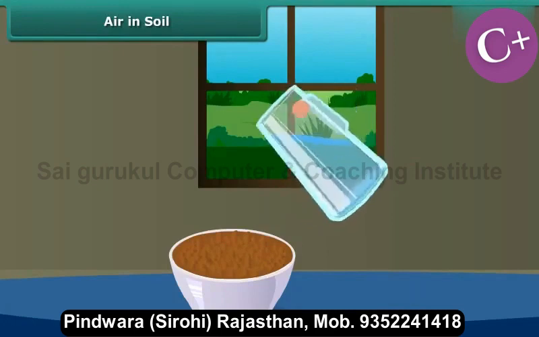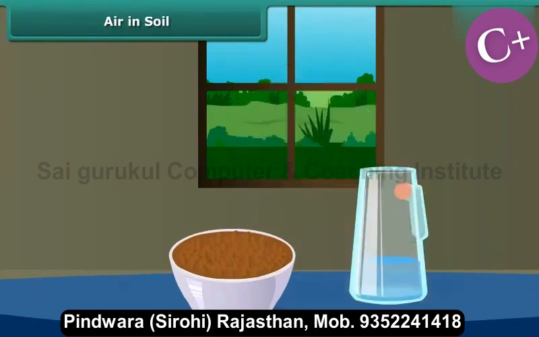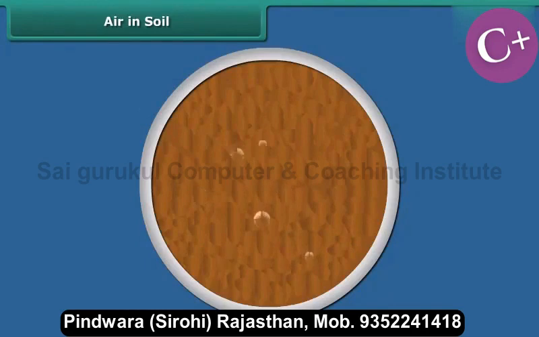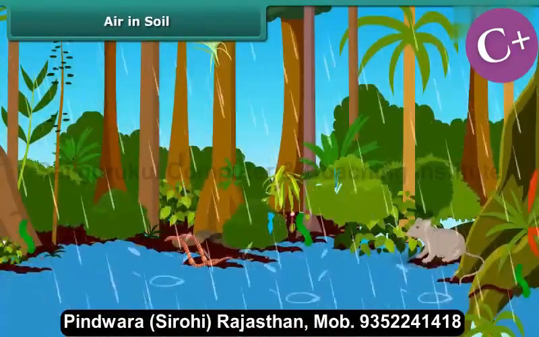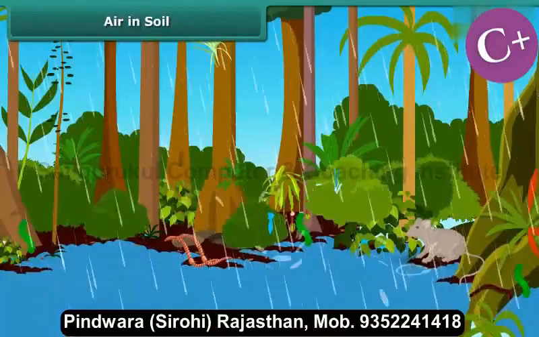To know this, take some soil in a bowl and pour some water on it. What do you see? You can see that air bubbles are coming out of the soil. When water is added to the soil, it replaces the air present in the soil. The air in the soil comes out as bubbles. The organisms living in burrows and holes of the soil use this trapped air to breathe. During the rainy season, when water fills the burrows and holes, these animals have to come out for respiration.